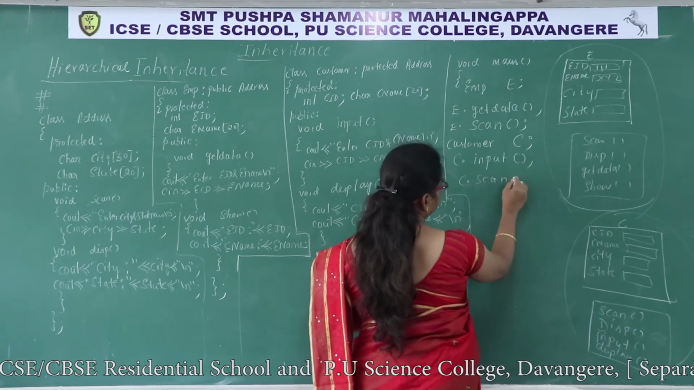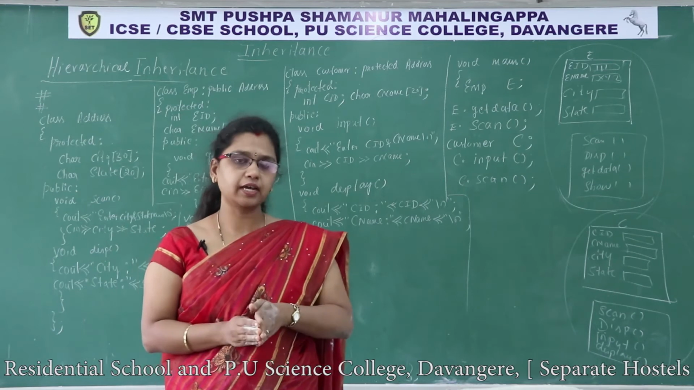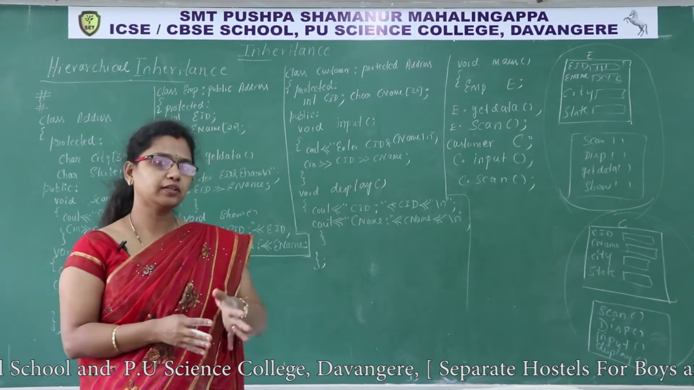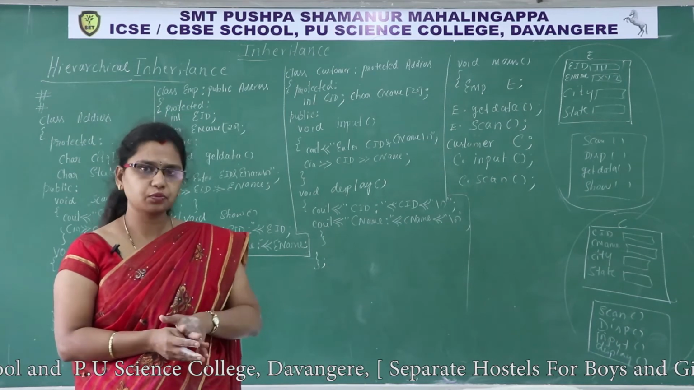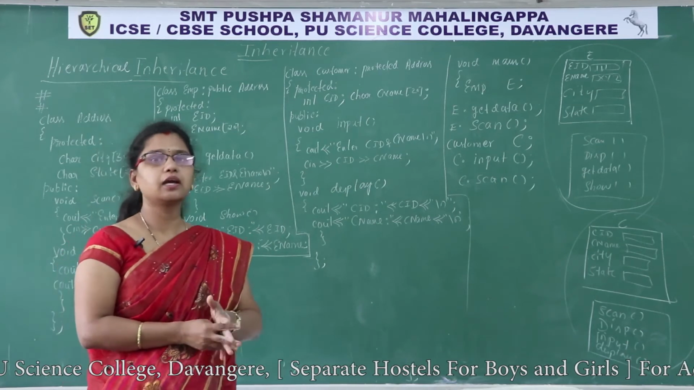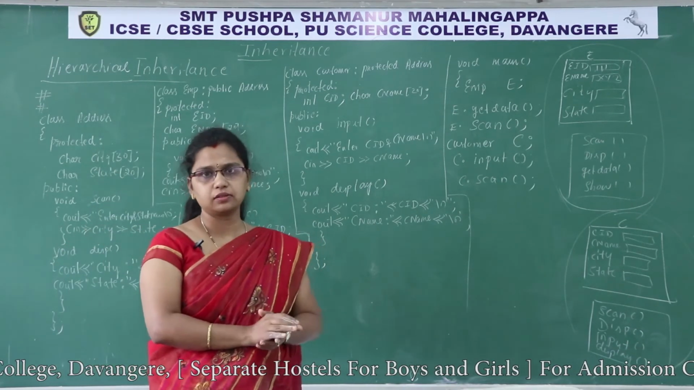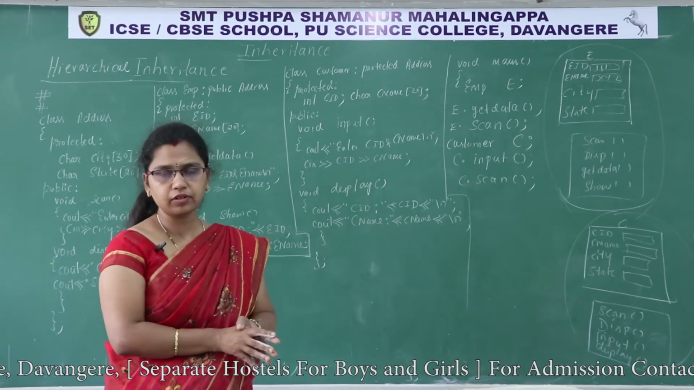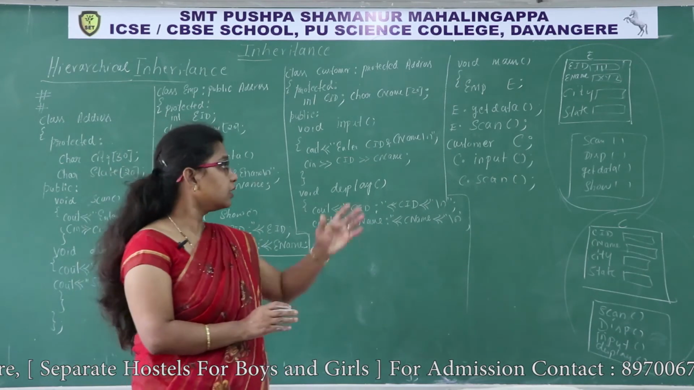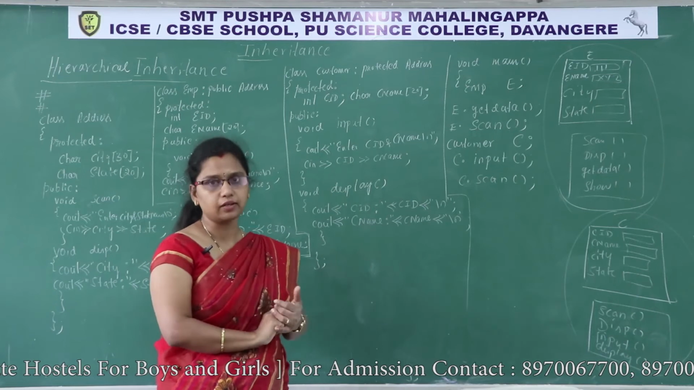C.scan. You all know there is a function called scan. It reads an address. From whichever object you call that function, that object's address will be read here. If you call the scan function using an employee object, that address belongs to the employee. If you call this same scan function using a customer object, the address belongs to the customer, that is a customer address.